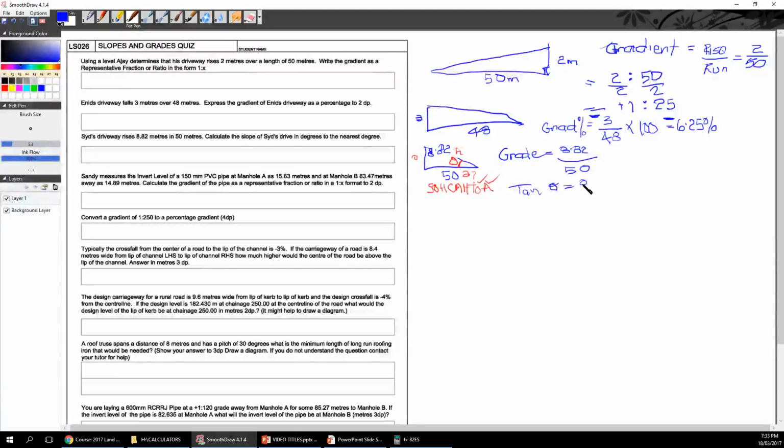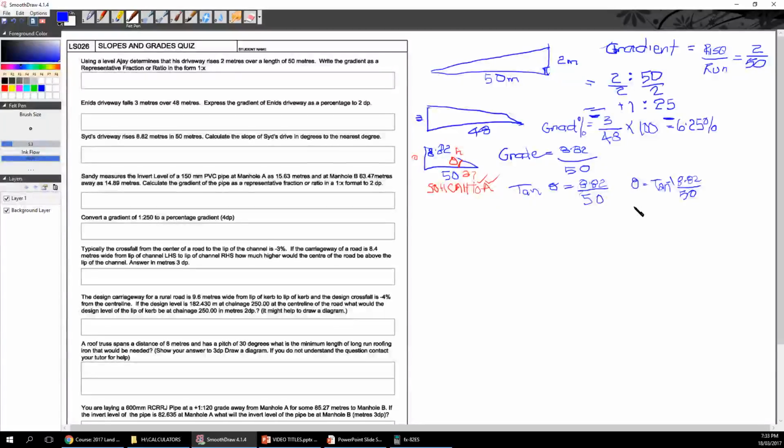tan theta, the angle we want, equals 8.82 over 50. So therefore we know that theta equals tan to the -1 of (8.82 over 50).